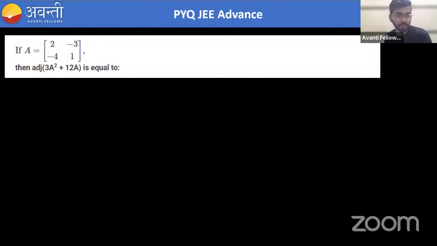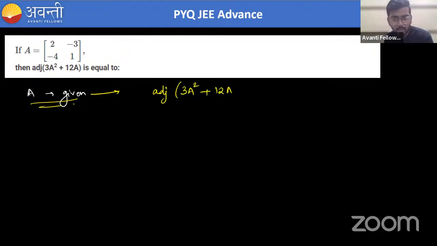Now, guys, in this question you can see that a matrix A has been given to us, and we are supposed to find the adjoint for the matrix 3A square plus 12A. So what we can do here is, first we will find the A square matrix, and then we will find 3A square plus 12A. Then we will add them and try to find the adjoint.